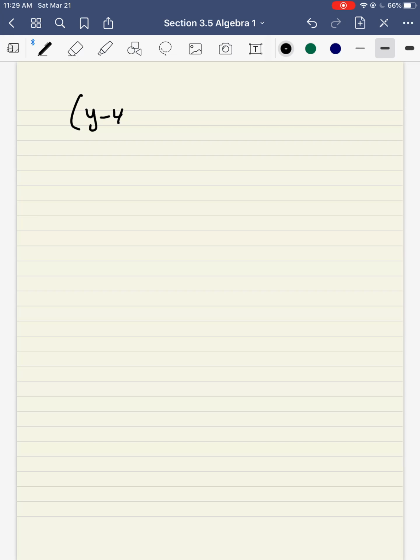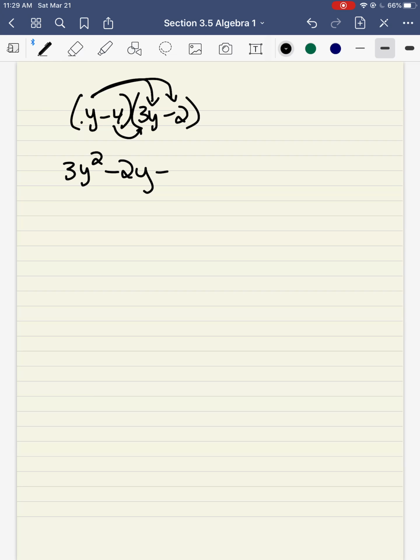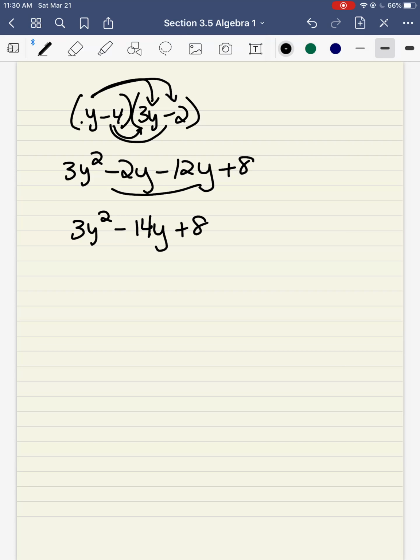If I have y minus 4 times 3y minus 2, again I distribute. The y times 3y is 3y squared. Y times a minus 2 is minus 2y. Distribute the minus 4. So that's going to be minus 12y. Minus 4 times minus 2 is a positive 8. Again, combine your like terms. So you have 3y squared minus 14y, so minus 2y minus 12y is minus 14y plus 8.